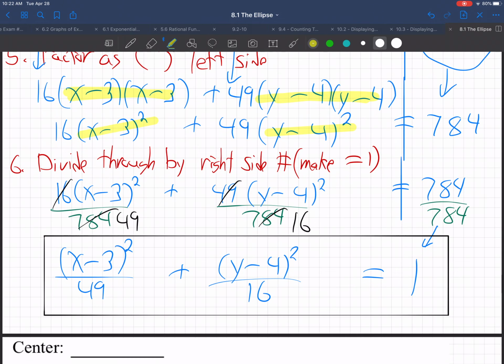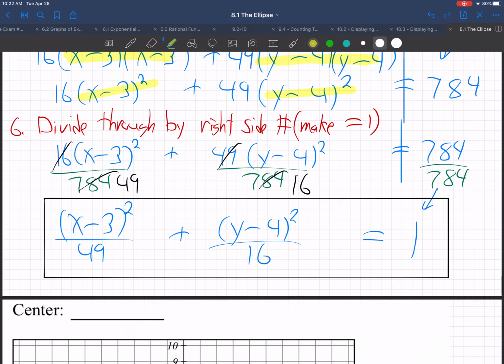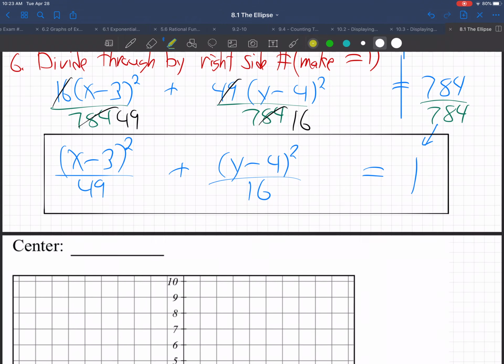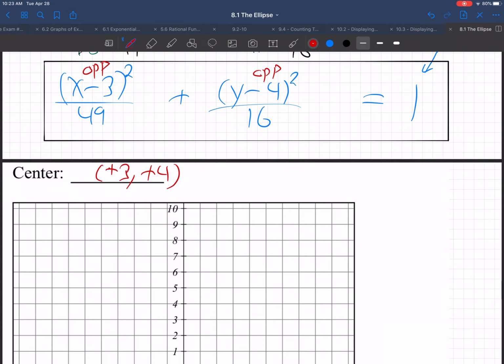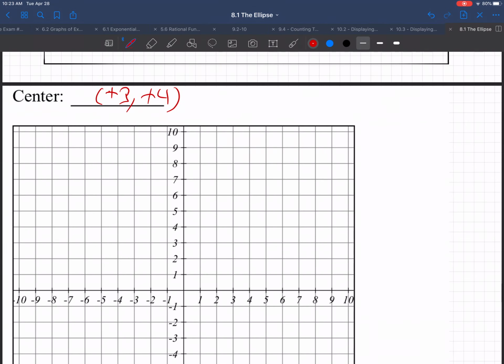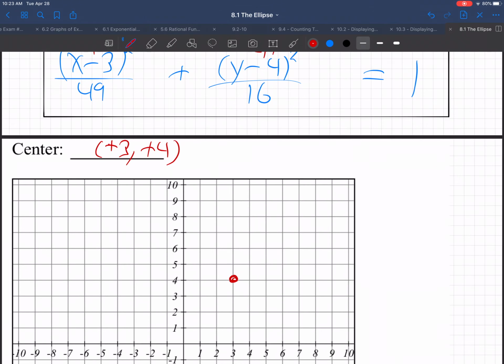So now we come down to here and we have it in a really nice usable form. Now what do I mean usable? Well, now we can find the center super easily. How do you find the center? Remember, it's always opposite. So the center is going to be positive 3, positive 4, isn't it? So the center of this ellipse is positive 3, positive 4. So let's find it right there. 3, 4, there's the center.